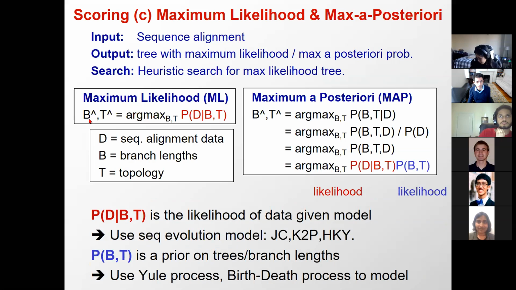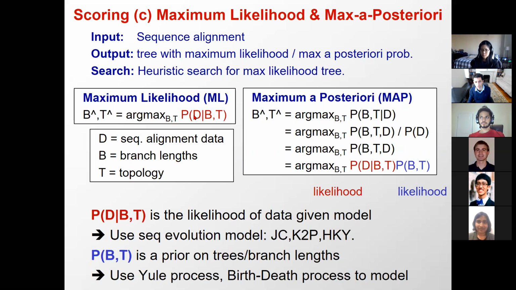It basically says, I have a set of branch lengths and a topology, and I'm going to search over all branch lengths and all topologies, such that I maximize the probability of observing my data, the sequence alignment, given the branch lengths and the topology. The maximum a posteriori basically says instead what I want to maximize is the posterior probability of B and T given that I have observed the data.